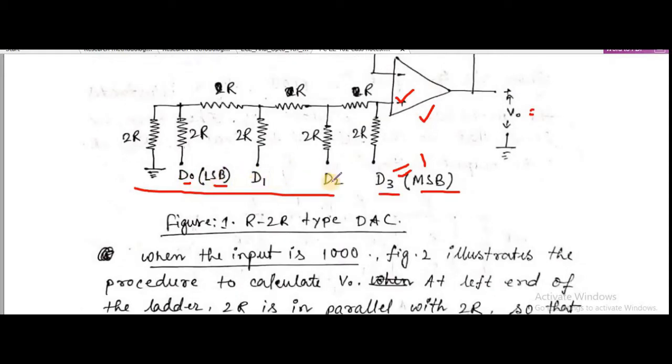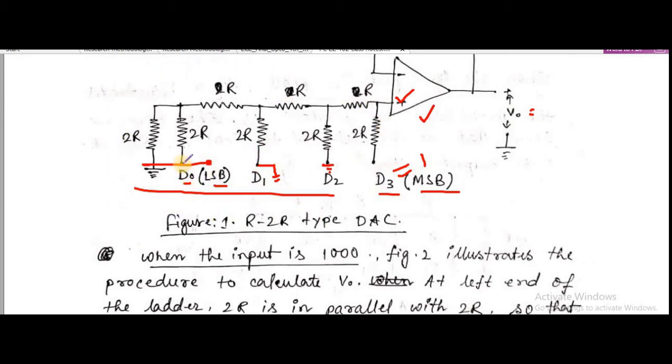Now if D0, D1, D2 are 0, that means this point is connected to ground. This point is connected to ground here. Similarly, this point is also connected to ground, and this point is also connected to ground. Since we have 0 voltage applied at D0, D1, D2, and D3 is 1, we will apply a certain potential. Here we consider the potential to be E. Practically we can apply 5 volt or 10 volt, it depends. So in this condition, what will be the configuration of this network?